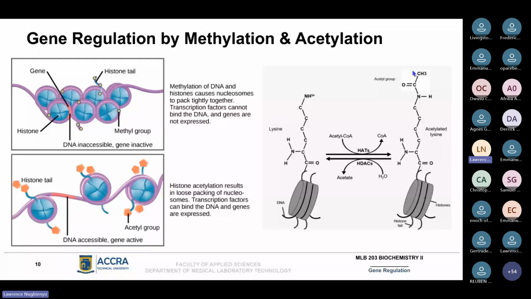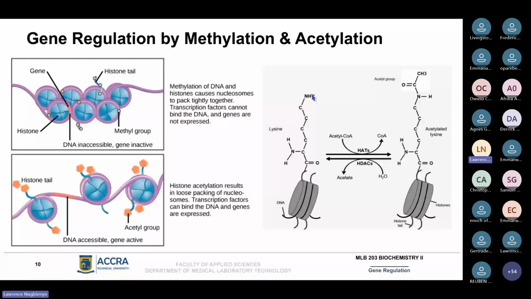but in the body it will not be acetic acid, but it will come in the form of acetyl-CoA. So acetyl-CoA, which you also saw in the Krebs cycle. So acetyl-CoA gives out the acetyl group, it dissociates from the coenzyme A, and then the acetyl group now binds to that lysine, the lysine residue.